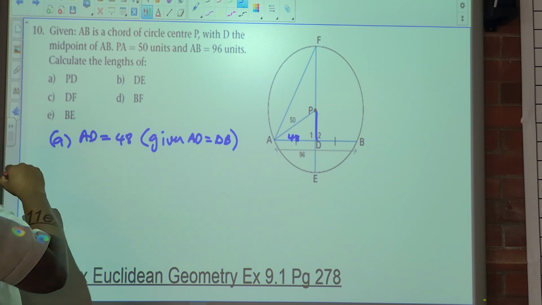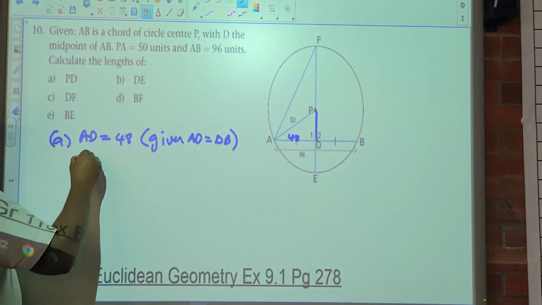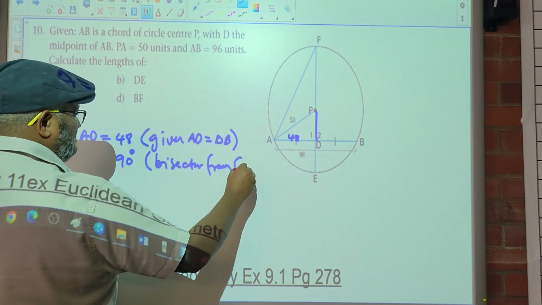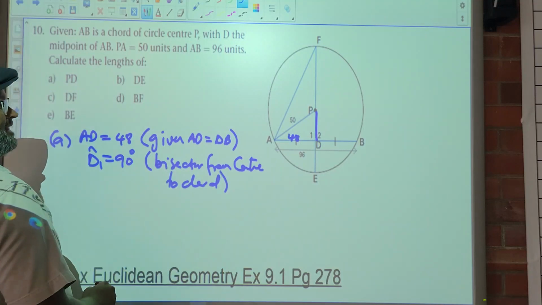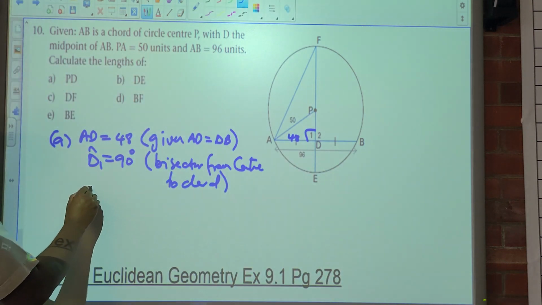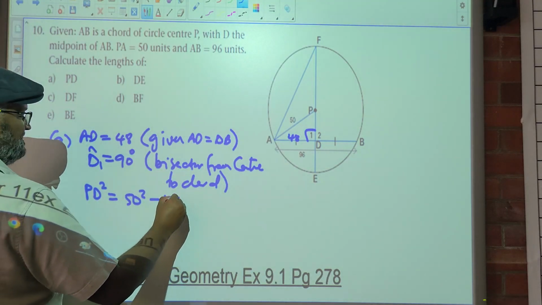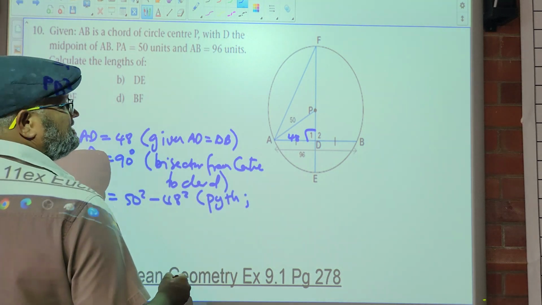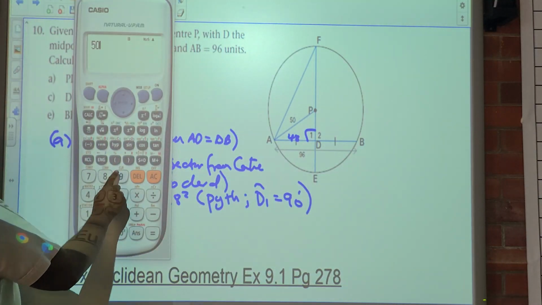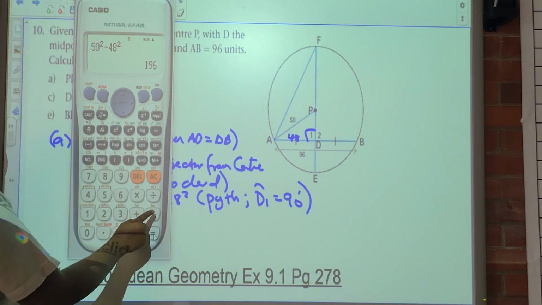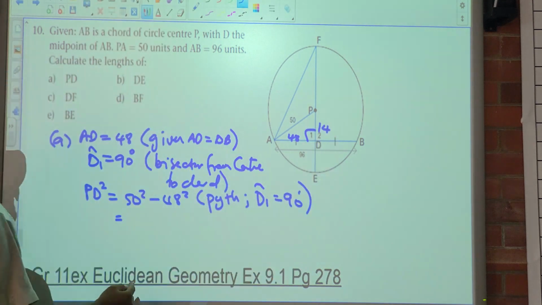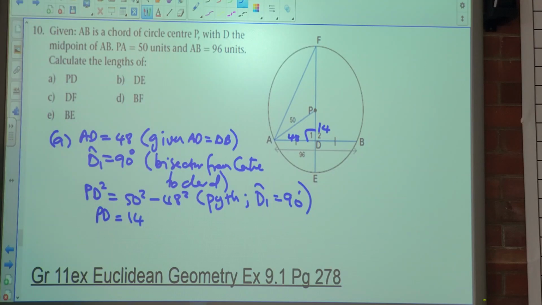Alright. Then, in order to apply Pythagoras here, I need to know that D1 is equal to 90 degrees. Why? Bisector from center to chord bisects the chord. Okay? So that is 90, so I can apply Pythagoras. PD squared is equal to 50 squared minus 48 squared. Why? Pythagoras with angle D1 equals 90 degrees. So it's 50 squared minus 48 squared. The square root thereof is 14. Okay, 14 units.